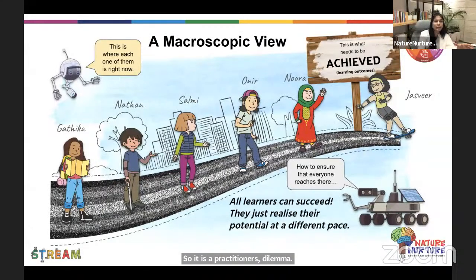So assessment is the summary of what you see on this slide, a macroscopic view. Unless and until you have a clear understanding of your goals and where each one of your learners is placed in that learning journey, and how many gaps you have to bridge, the assessments can never be authentic.